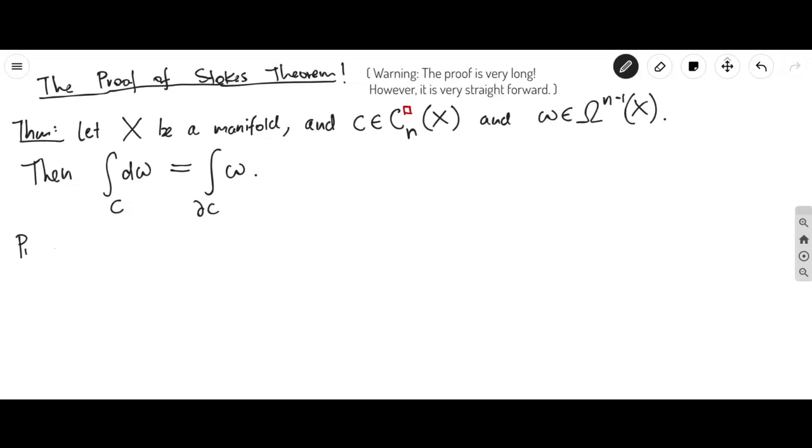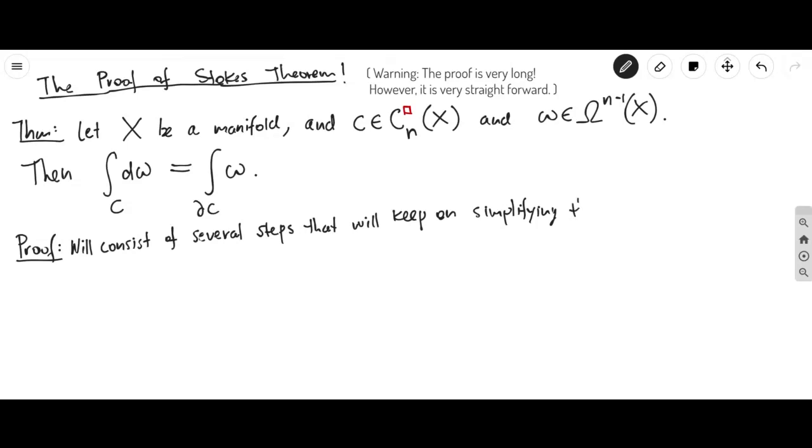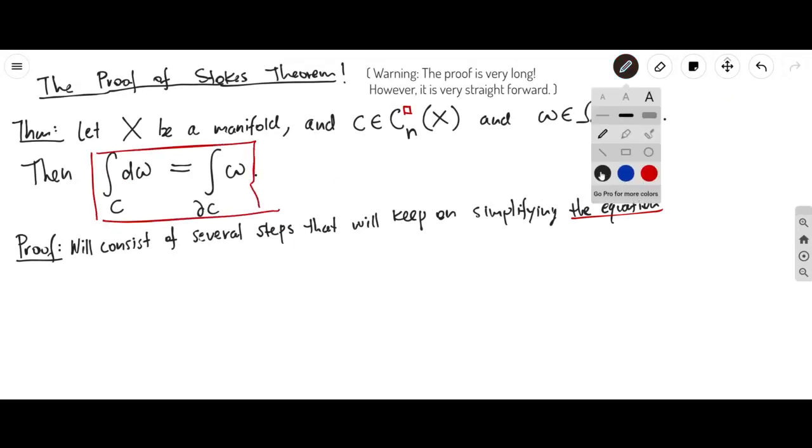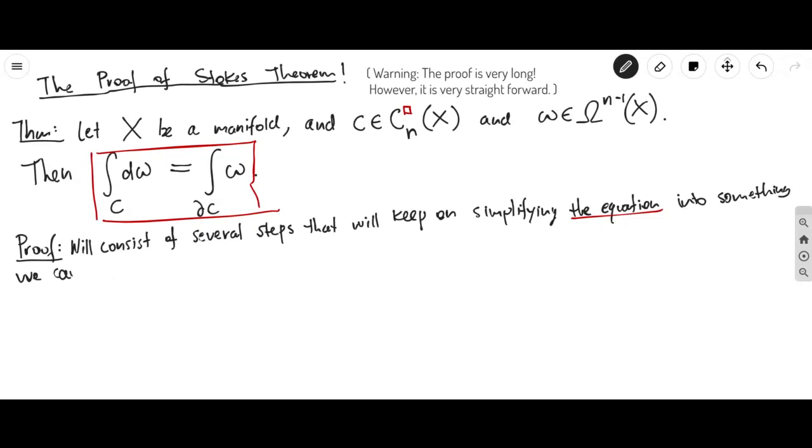So now we're going to write the proof. And the proof will consist of several steps that will keep on simplifying the equation. Now, when I say the equation, I'm referring, of course, to this. This is the equation that we want to prove. So we will keep on simplifying that equation into something we can compute more easily.